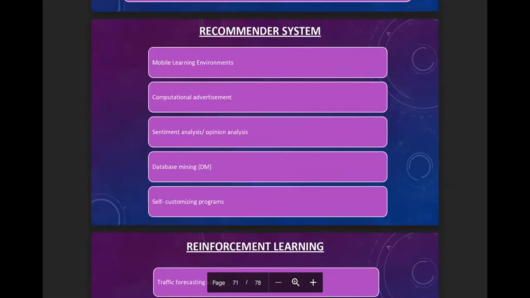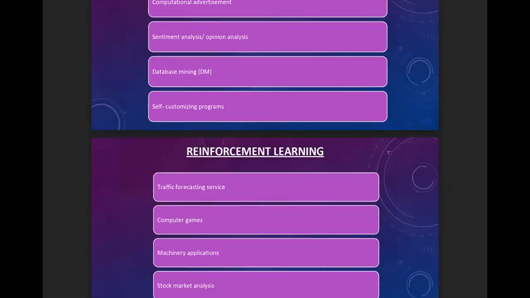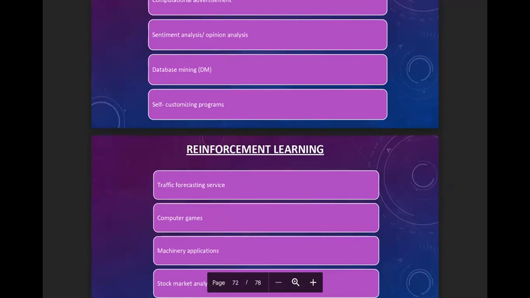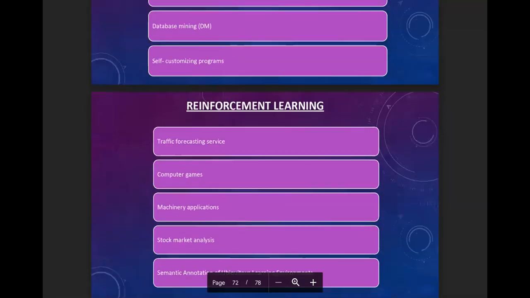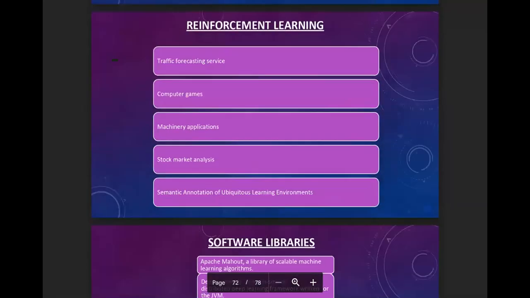A recommender system is also part of supervised learning. You have a database, and from there you self-customize, and based on that it will guide you. For example, I told you about the music part. If I listen to Kishore Kumar very frequently, say four times, then on the fifth time it will automatically tune to Kishore Kumar songs. That is self-customization, part of supervised learning.